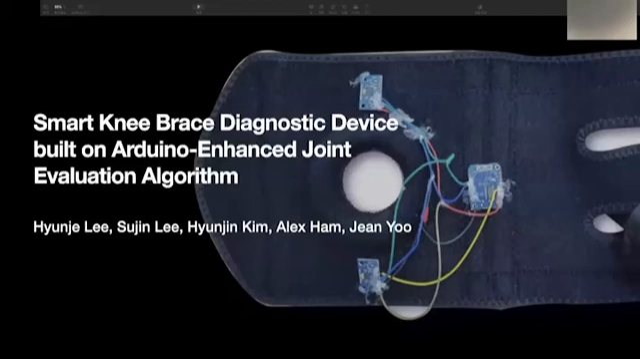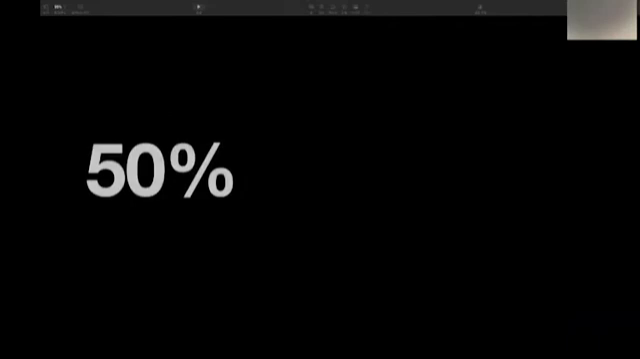Hi, this is Hyunjin Kim, and in this pitch video, I am going to present a smart knee brace diagnostic device built on Arduino Enhanced Joint Evaluation Algorithm.